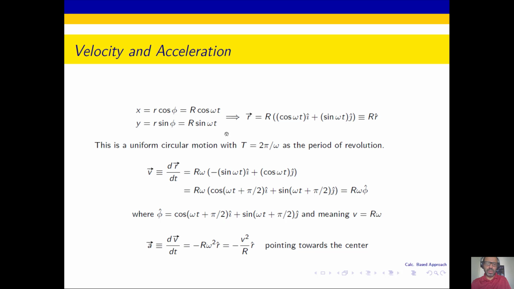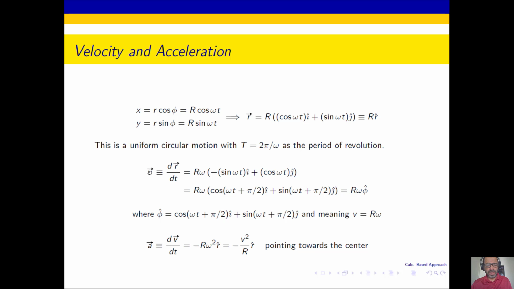Now, this motion again is uniform, and it repeats itself after each period T, which is equal to 2 pi divided by omega. All I have to do is impose that omega T equals 2 pi, and from there I get that condition. So this is the period of revolution around the center of rotation.